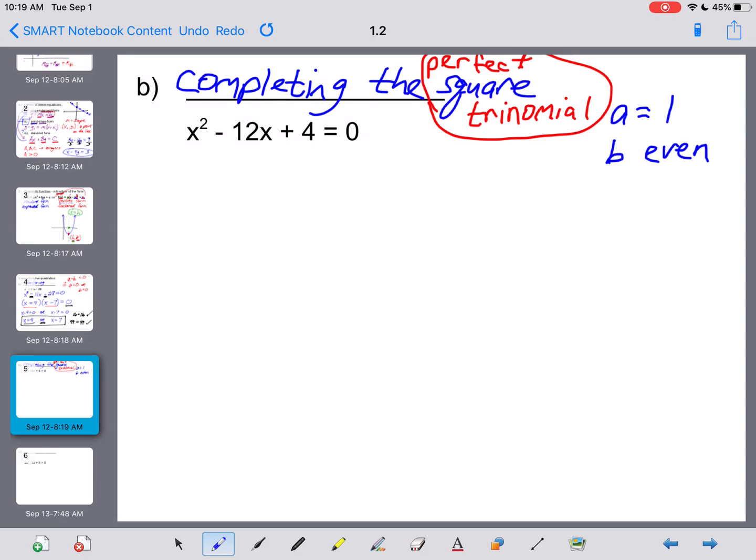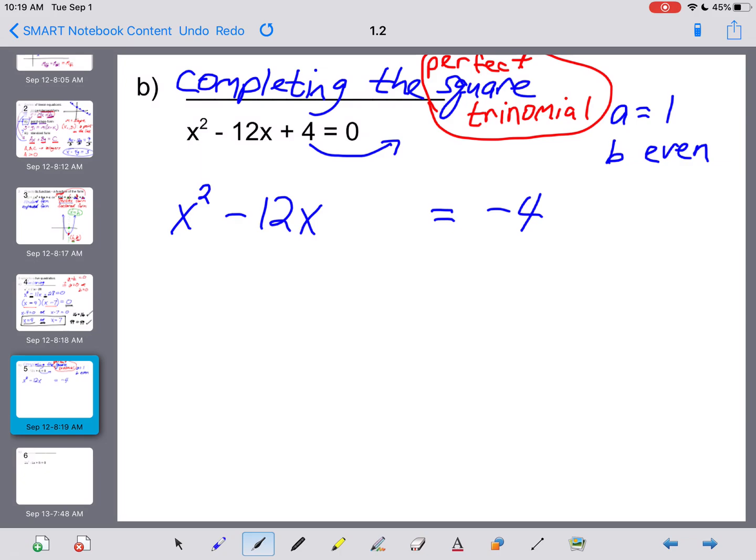So the first step to completing the perfect square trinomial, and this is unlike the other two methods, we want to bring this constant away from the left side and onto the right. So that's going to be an x squared minus a 12x. Now you want to leave yourself some room and bring your c value over there to become a negative 4.